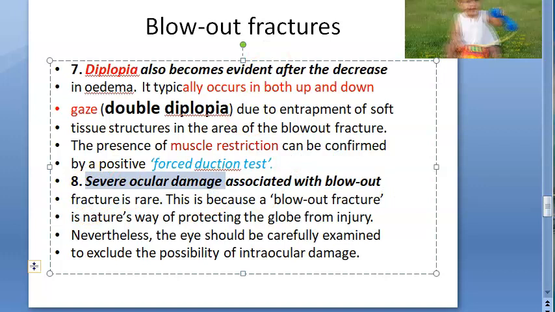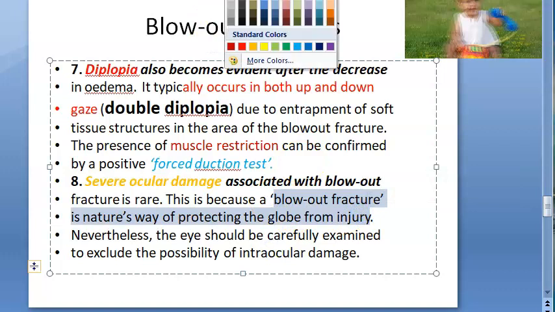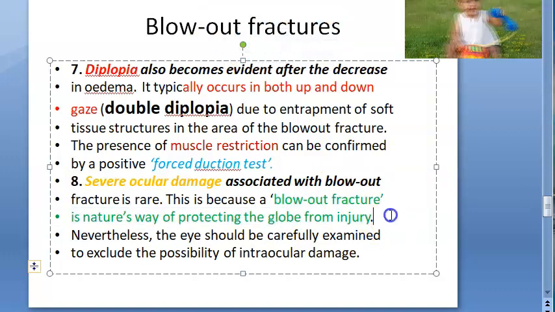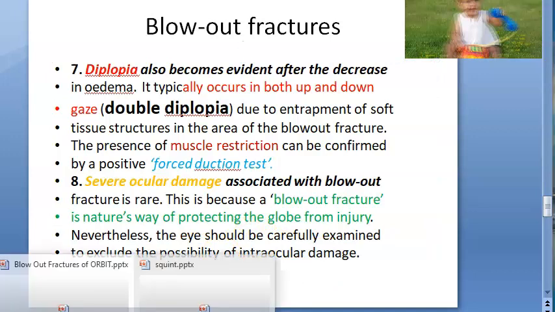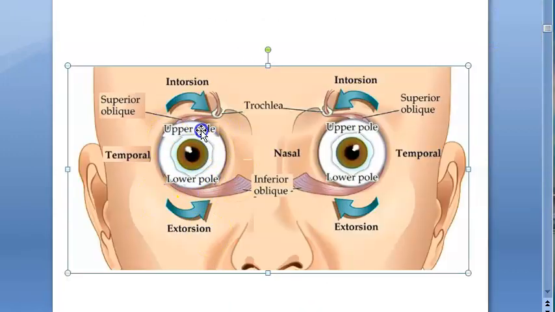Severe ocular damage associated with blowout fracture is rare. So there can be severe ocular damage, though it is rare. This is because blowout fracture is nature's way of protecting the globe from injury. So this is nice, right? The globe gets enophthalmos, inferior displacement, etc., but the globe is protected. You're protecting the eyeball. Nevertheless, the eye should be carefully examined to exclude the possibility of intraocular damage. Yes, the orbit is getting damaged so that it can protect the eye, but you should always check the eyeball also to ensure that there is no damage to the intraocular structures.